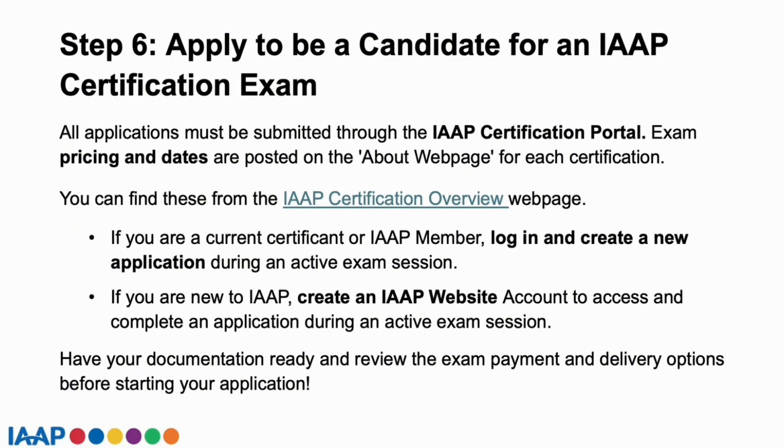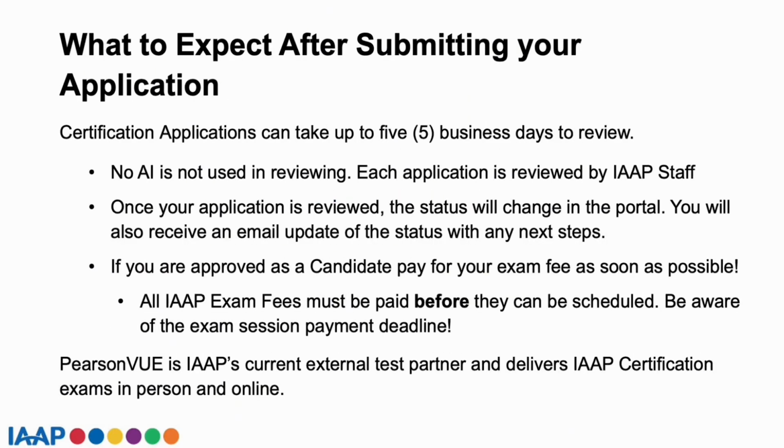If you require any accommodations, please be prepared to pay for your exam as soon as possible. Scheduling can take up to 10 days for exams with some accommodations. Certification applications can take up to 5 business days to be processed. This is because all reviews are done by humans. IAAP's certification team does not use AI tools during this process.